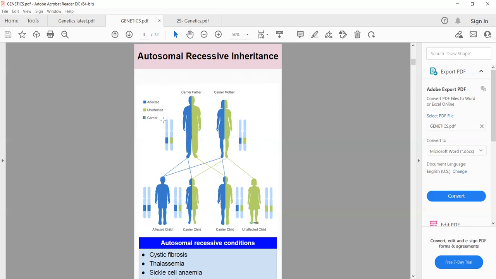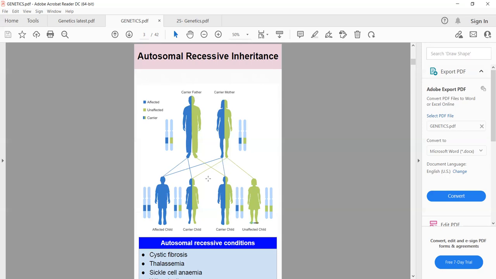So we are done with the possibilities of this chromosome: it can either combine with this to produce this, or it can combine with this to produce this one. Now let's consider the possibilities of the normal chromosome from the father. It can combine with the abnormal one from the mother to produce again a carrier child, and it can combine with the normal one from the mother to produce this normal child with both normal genes. So these are the only four possibilities that can happen. You can see in this inheritance pattern that one child is affected, one is unaffected, and two are carriers.